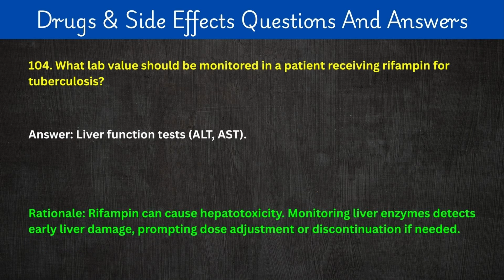104. What lab value should be monitored in a patient receiving rifampin for tuberculosis? Answer: liver function tests, ALT/AST. Rationale: rifampin can cause hepatotoxicity. Monitoring liver enzymes detects early liver damage, prompting dose adjustment or discontinuation if needed.